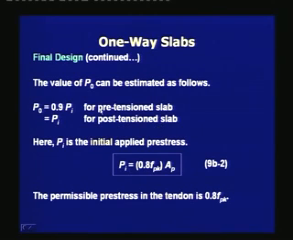In the pre-tension slab, due to elastic shortening, P0 is lower than Pi. Here Pi is the initial applied prestress, and the maximum value of Pi is equal to 80% of the characteristic strength times the estimated area of the prestressing steel Ap. The permissible prestress in the tendon is 0.8 fpk, and this is used to find out the maximum initial prestress that we can apply on the estimated amount of prestressing steel.